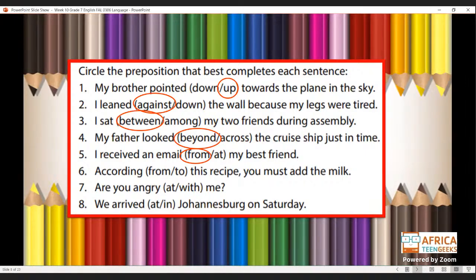According to this recipe, you must add the milk. So according from or to this recipe, you must add the milk. Ooh, that's making me hungry, actually, especially Hitanzi putting pieces of cake on the chat group. You really want to make my tummy roar, don't you? Okay, let's see here. Why is it not working? Ooh, well done. Pat, pat, pat. According to the recipe, you must add the milk. Well done. Okie dokie, let's try the next one.